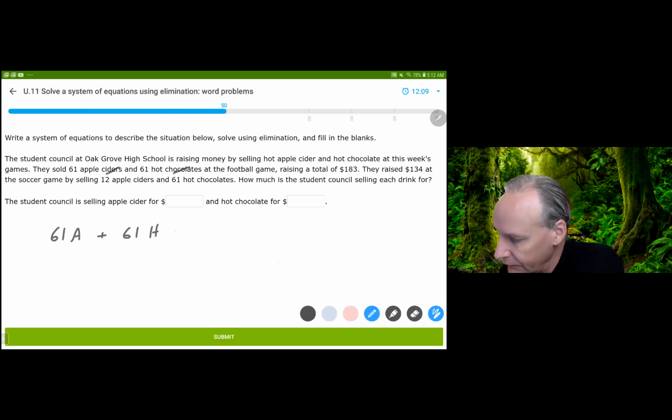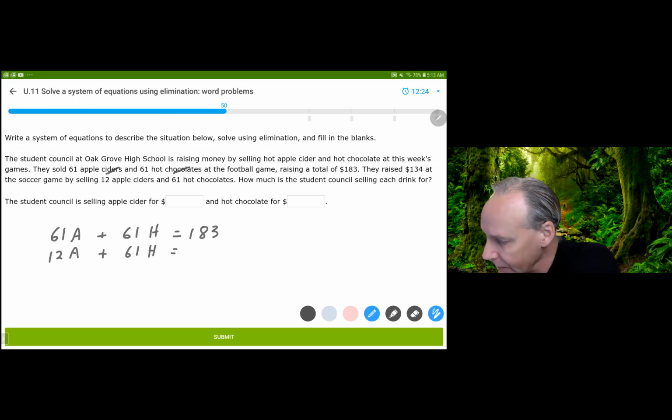For a total of $183. They raised 134 at the soccer game by selling 12 apple ciders and 61 hot chocolates for a total of 134. Again, they made it pretty easy.